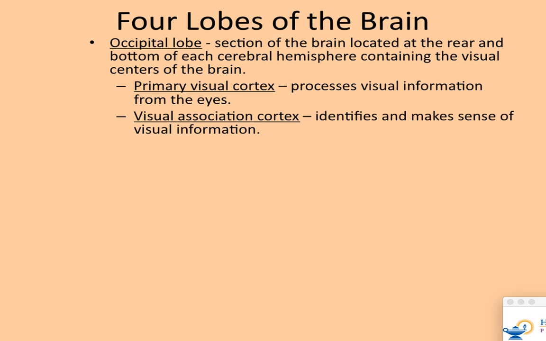Once it gets into your occipital lobe, it goes into your primary visual cortex, which just takes the raw information and says, oh my God, that crazy Miss Bennett is standing in front of me again. Then, once they process the raw information to get you the gist, your visual association cortex identifies and makes sense of the visual information.